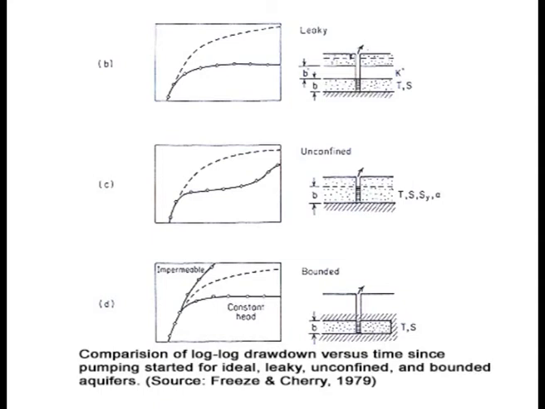If you see the fourth curve, that is D, what is there? The drawdown data is on the upside, and this is a bounded aquifer. I will tell you what we mean by a bounded aquifer. So, you see that the importance of plotting the pumping test data is very great. You will get the type of aquifer within a short time.